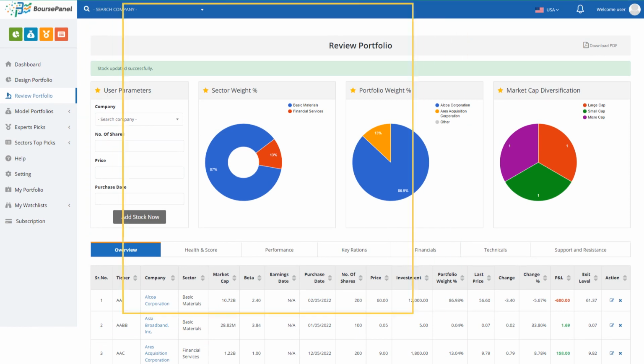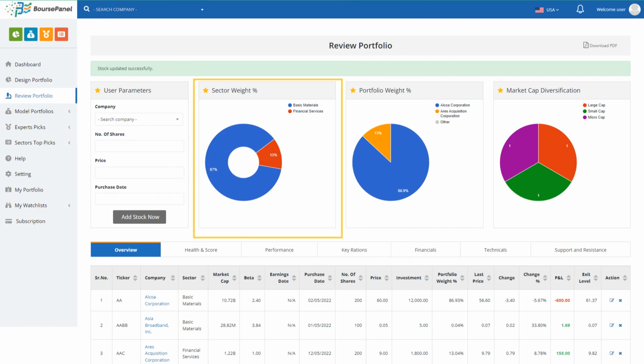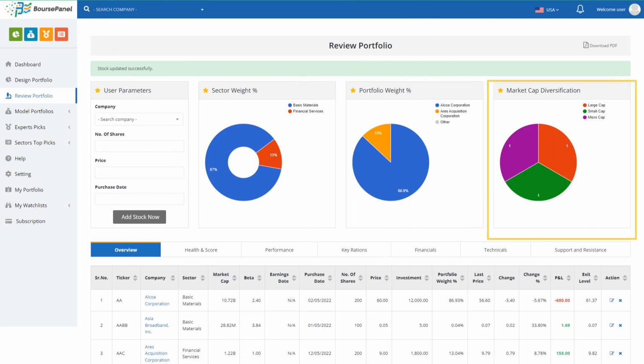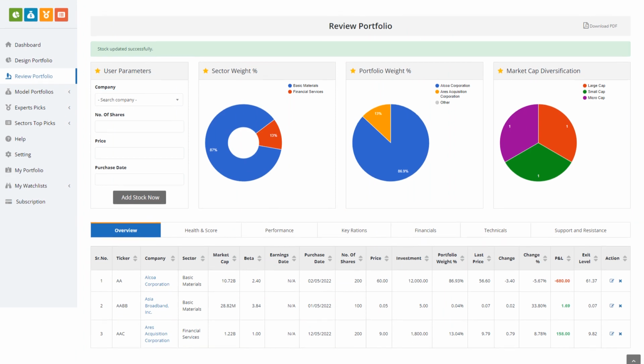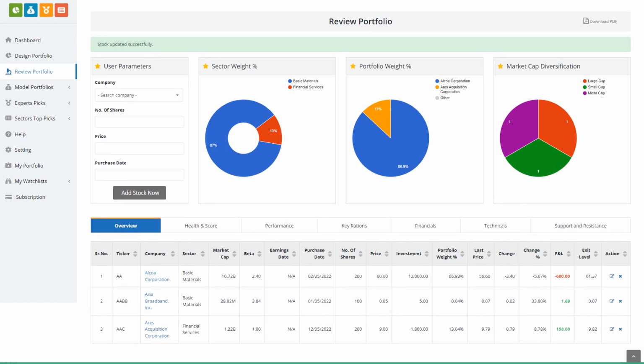It will give you the weight of every sector in your portfolio, the weight of an individual stock, as well as the market cap diversification, which is based on mega, large, mid, and micro cap sectors. Using the table below, you can see the performance of the individual stocks from the date of your entry. It also includes the profit and loss to date.